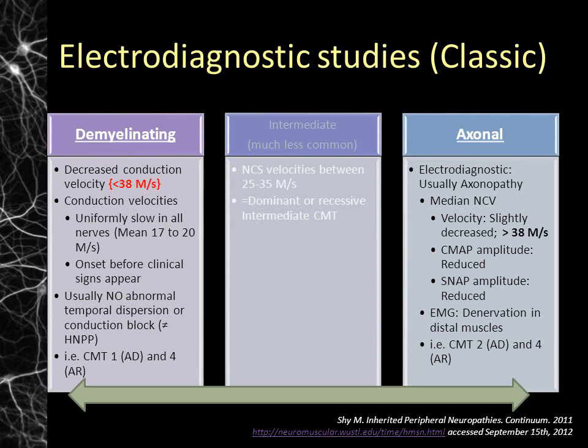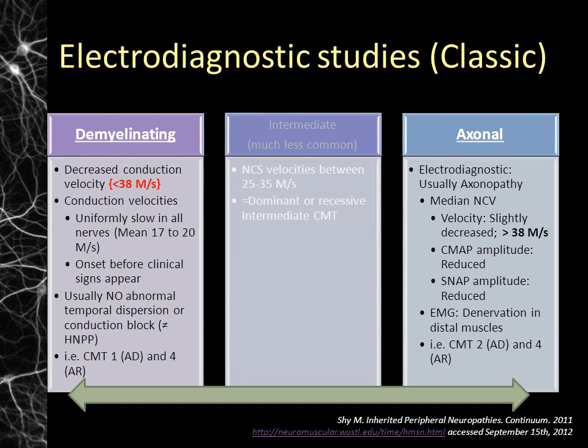CMT1X and 4 are intermediate. Much less common. NCS velocities between 25 and 35 m/s. Equals dominant or recessive intermediate CMT.